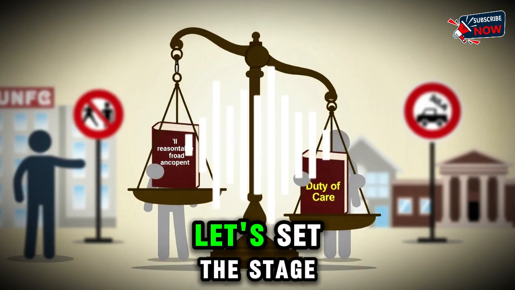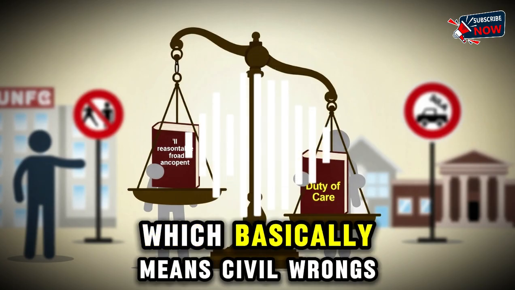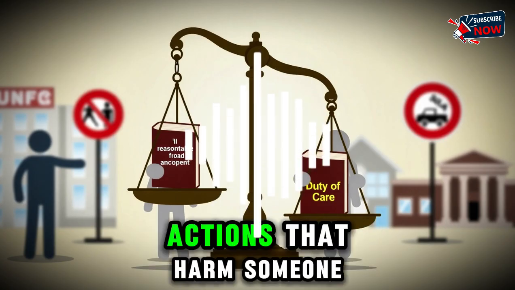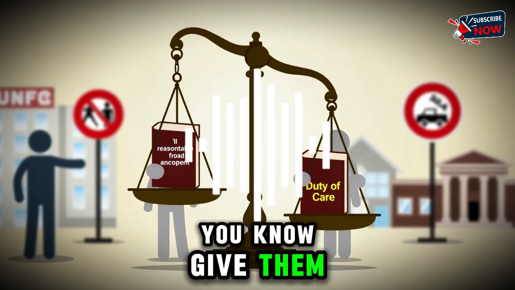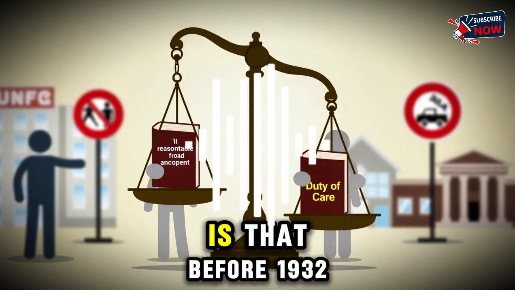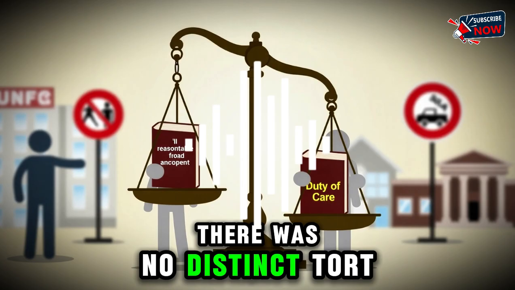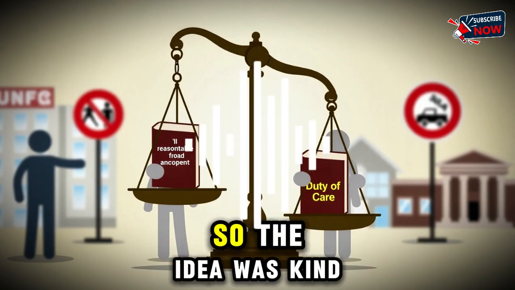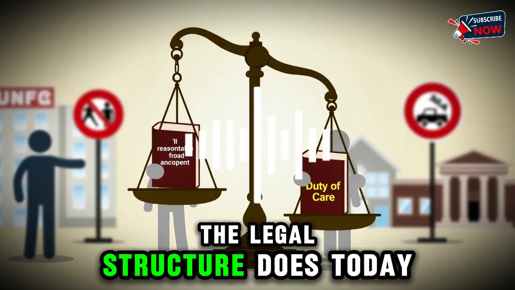So, to start, let's set the stage. We're talking about tort law, which basically means civil wrongs, actions that harm someone and give them a reason to sue. Negligence is a big one under tort law. And what's so interesting is that before 1932, there was no distinct tort of negligence. So the idea was kind of there, but it didn't have the legal structure it does today.